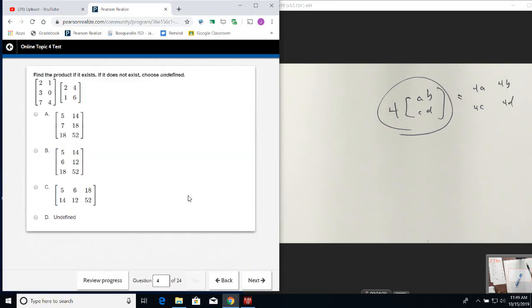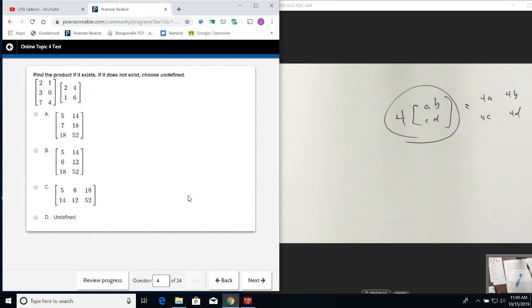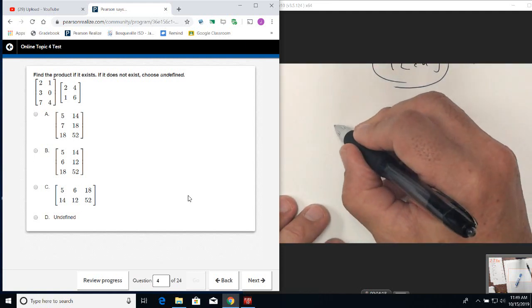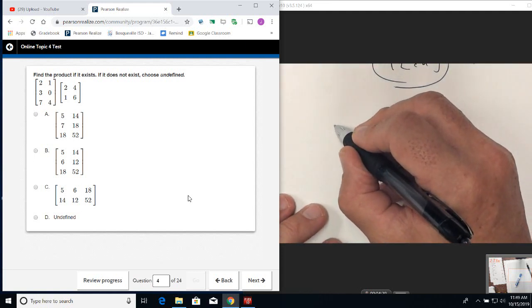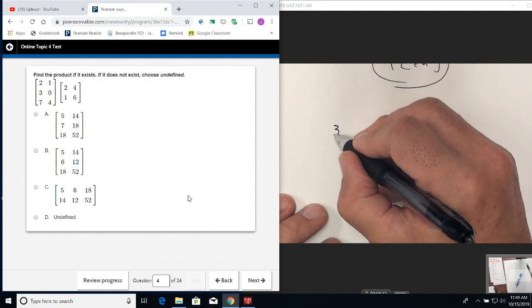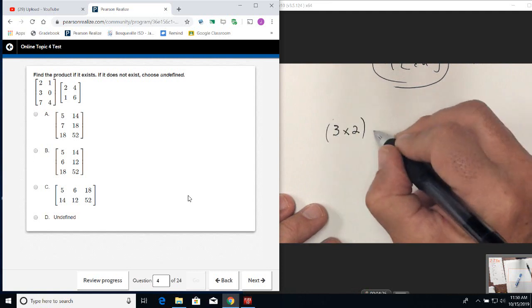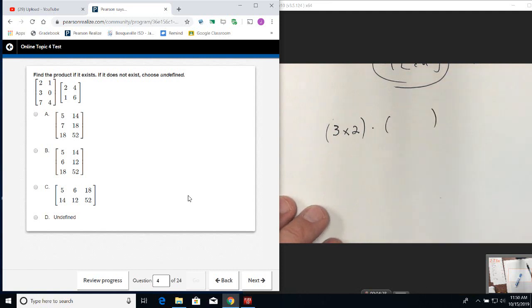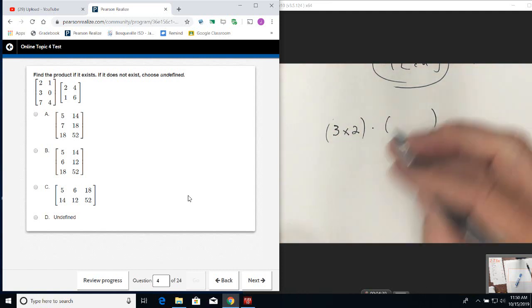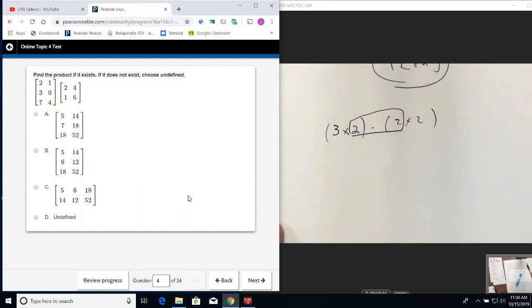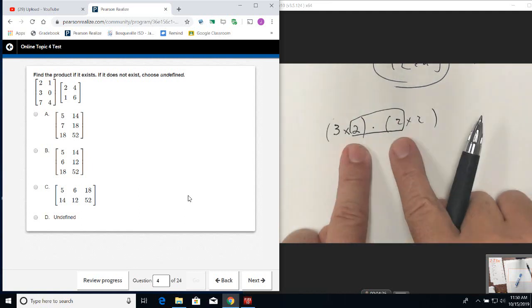Find the product if it exists. If it does not exist, choose undefined. Okay, so first of all, to see if these can be multiplied together, I look at the dimensions of the first matrix. How many rows are there in the first matrix? 3 rows by how many columns? 2 columns. Can I multiply that by what size matrix is the next one? 2 by 2. Can I multiply it together, yes or no? Yes, I can, because the inside elements are the same.